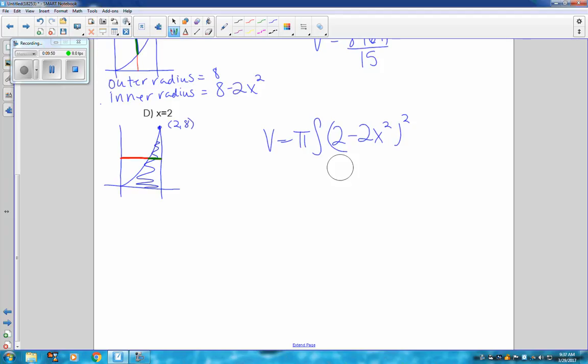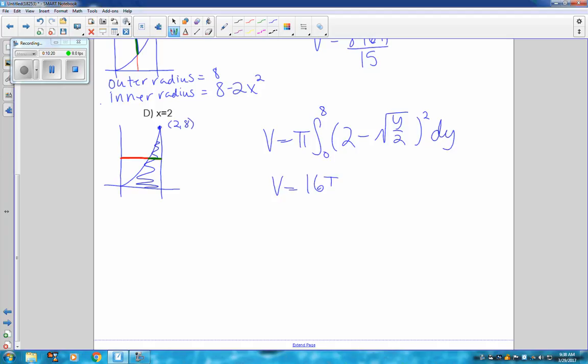Wait, nope. That's the problem. What's my problem? It needs to be in terms of y. So it's 2 minus the square root of y over 2, squared, dy. And your upper and lower bounds are what? 0 to 8. Okay, so go ahead and integrate that one. I'm just going to put the answer up, and you can check it when you're finished, and then you can work on those book problems that I gave you yesterday. If I need to go through this, I can, but there's the answer.